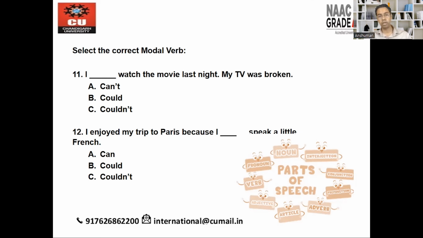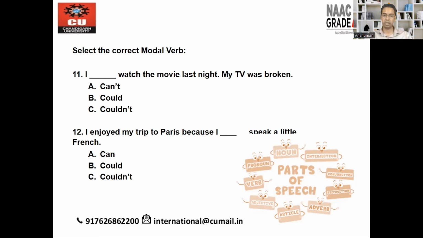Why are we not using could? Because the next part of the sentence talks about my TV was broken. So that means that part is not positive. So hence we will be using couldn't. So the past form of can is couldn't. So I couldn't watch the movie last night. My TV was broken. Now let us understand question number 12.